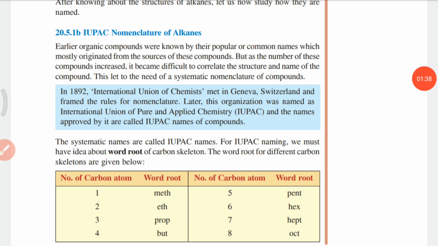Alkanes means saturated hydrocarbons. We already studied that. For giving a name, we should know the word root of each carbon compound. The word root is the first part of the name, which indicates the number of carbon atoms contained in that carbon chain.